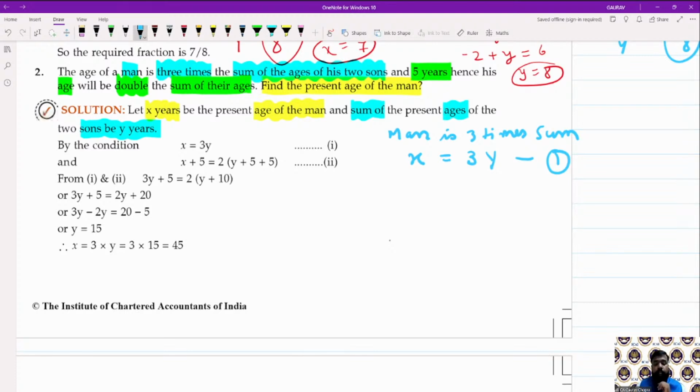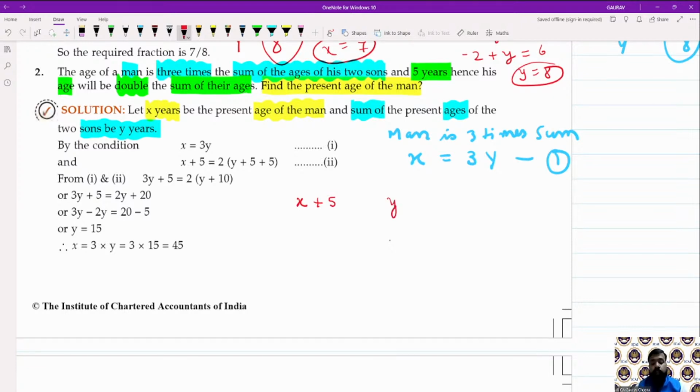Now check the second equation. After 5 years, what will be the age of the man? Right now the age is x, and after 5 years he will be x plus 5. Then what will be the age of the sons?